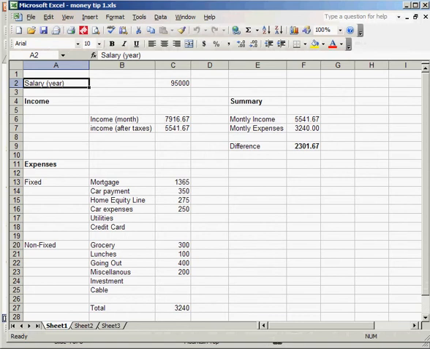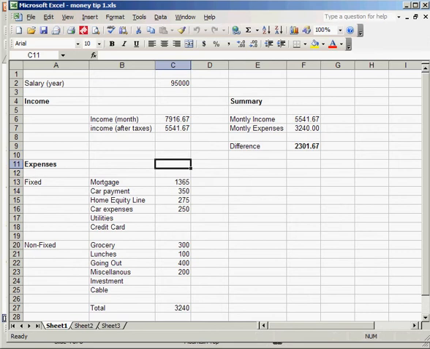Here you will notice I kind of got started on this already, so let's walk you through this. At the top I have my salary per year, which is $95,000. Then I have broken down my Excel sheet into two sections titled income and expenses. So here, if you look at my income, I simply got the number from dividing 95,000 by 12, and then further I converted the income after taxes. I'm in the 30% bracket, which means that after Uncle Sam takes out his money, I'm left with $5,541 a month.